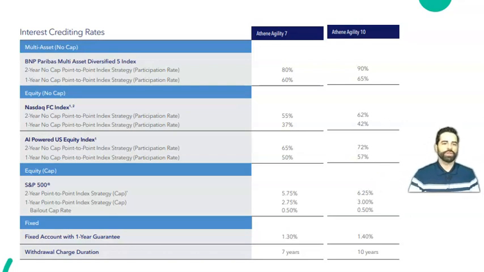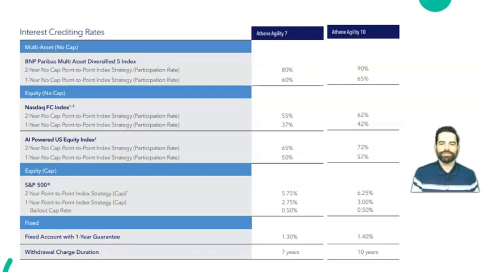Okay, so we're looking here at the BNP Paribas Multi-Asset Diversified 5 Index. With many of these strategies, and actually all of them, they have a 2-year and a 1-year. With the 2-year, you have to wait 2 years before you see what that growth is, okay? So if you have clients that don't want to wait that long, maybe that strategy is not right for them. They also have a 1-year where you only have to wait every year to see what that growth is.